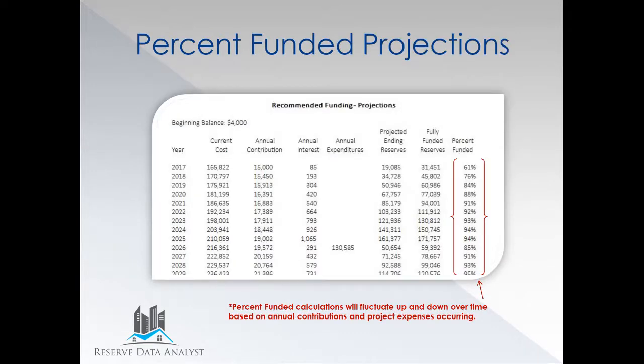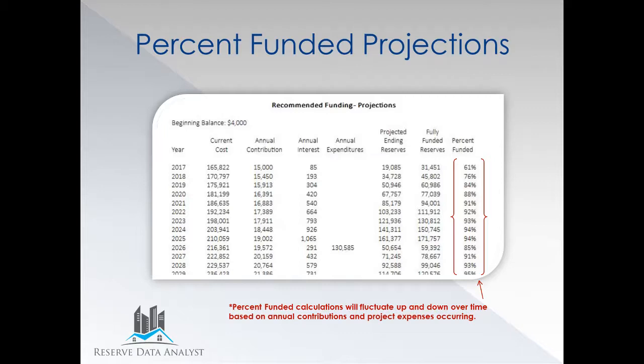Projections for their percent funded figures. This was a typical projection sheet from our reserve study. As you'll see, we have the current cost of components, we have annual contributions to the reserve account, we take into account interest, annual expenditures. Again, annual expenditures, if you only have a few components, they may only happen every few years. If it's a large project expense, maybe only once every 25 or 30 years.